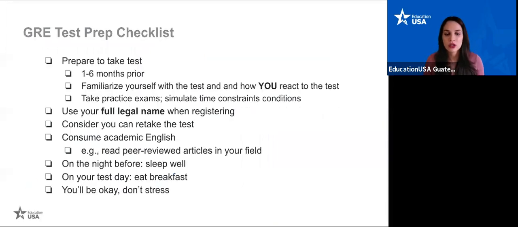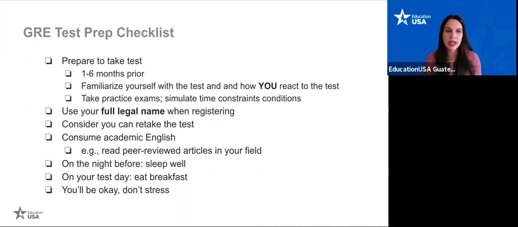Also, there's just this proposed checklist for the GRE. The first item, and I think is the most important, is prep. So at least one to six months prior to taking your test, get yourself familiar with the platform and how you react to the platform and the test.